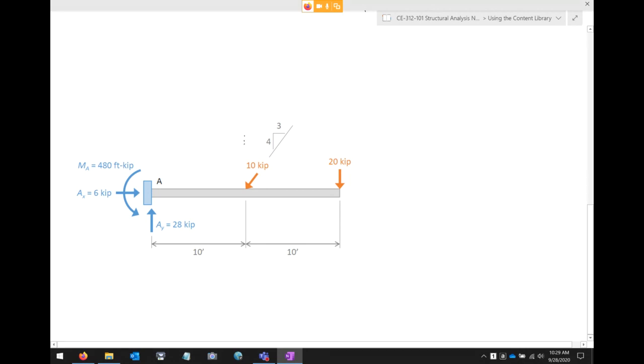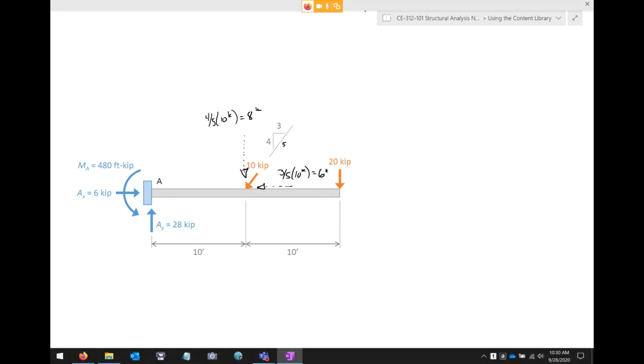Remember, you can take that inclined load and split it into the X and Y components. Because that's a 3, 4, 5 triangle, the X component is going to be 3/5 of 10 kips, which is 6 kips, and the Y component is going to be 4/5 of 10 kips, which is 8 kips. Okay, and again, this is a problem that we've done before.